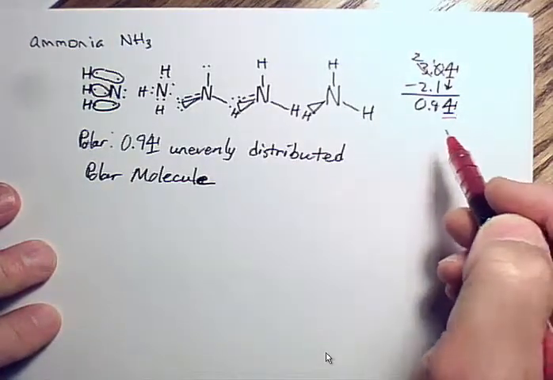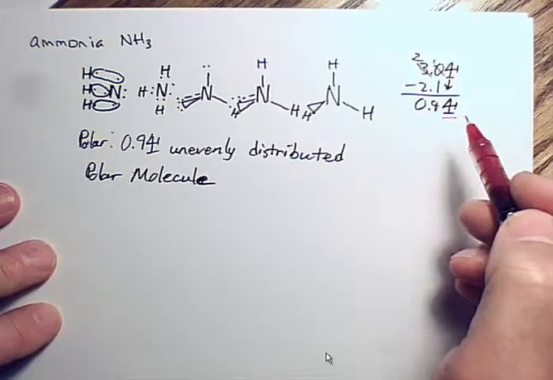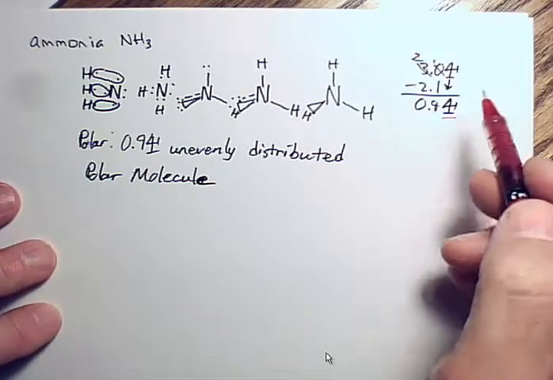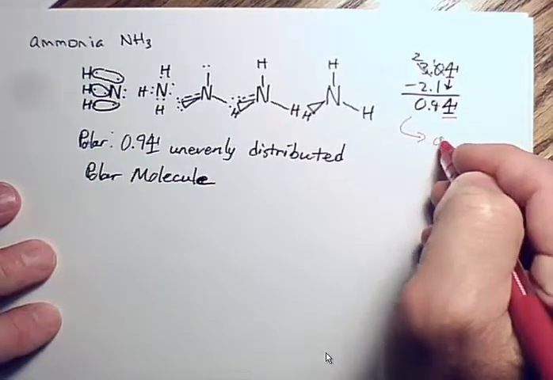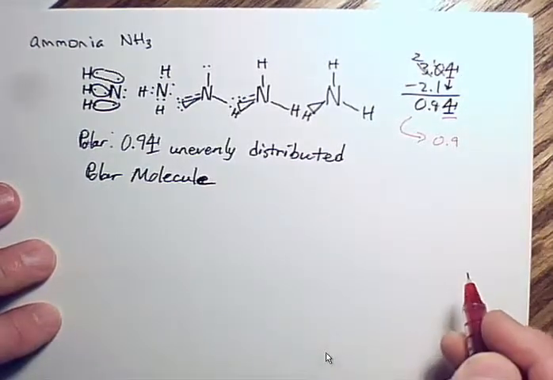But you need to underline that last digit over here. I'm just picking at you. It's fine. You can very clearly tell it's a 4. You need to underline that last digit and round it off to 0.9.